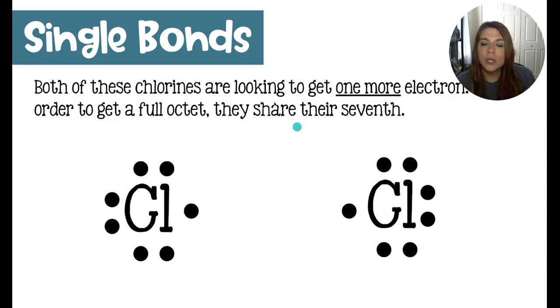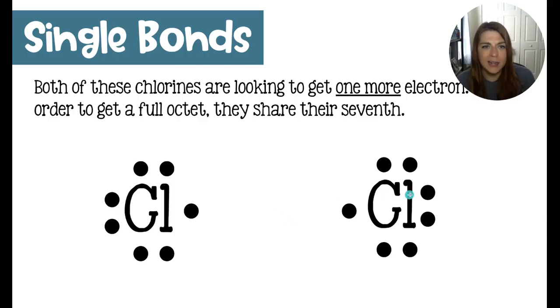So when chlorine goes out into the world to bond, looking to get a full octet, they kind of look to each other and go, hey, I have 7 electrons and you have 7 electrons too. Is there any way that I could have an electron? You have a lot. Can I have one? And the other chlorine will say, absolutely not. I'm looking to get 8. I can't give you any because I'm looking to gain. There's no way. So they compromise and they share.